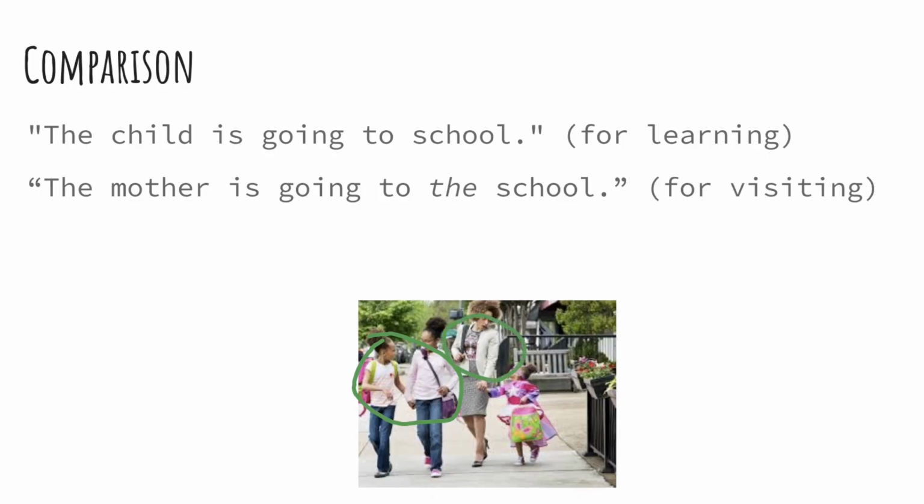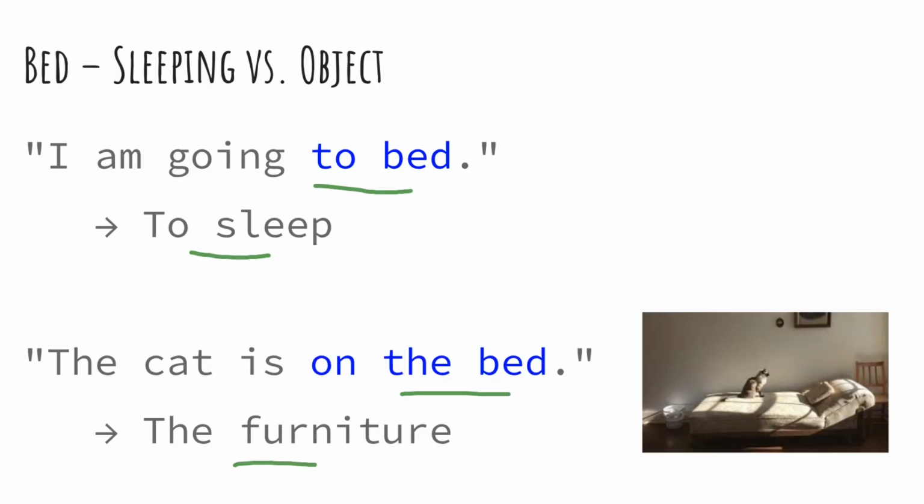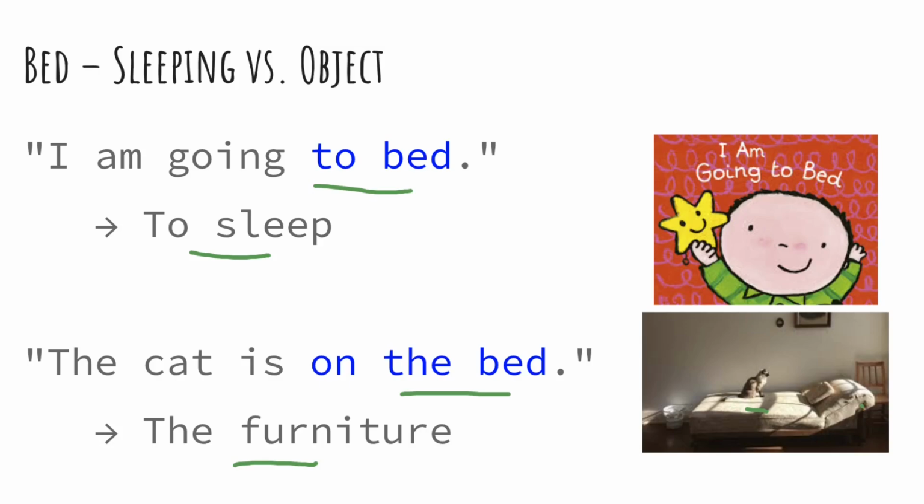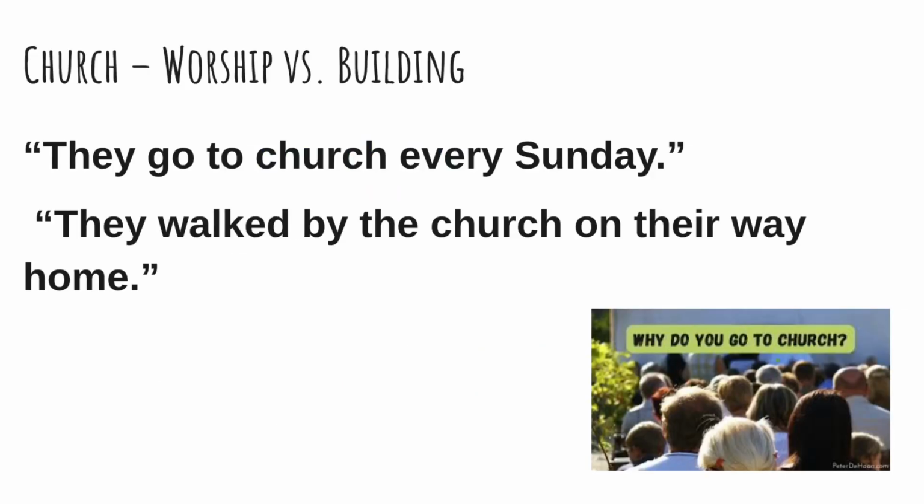Number 2. Bed, sleeping versus object. "I'm going to bed now." That means I'm going to sleep, bed as a resting place. But the cat is sleeping on the bed. Now we're talking about the physical object, the piece of furniture. Number 3. Church, worship versus building. They go to church every Sunday. That means they go to attend a religious service, which is the purpose of a church. But if we say, they walked by the church on their way home, we're referring to the building itself. Maybe they're not going inside at all.